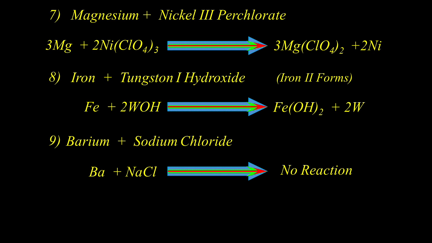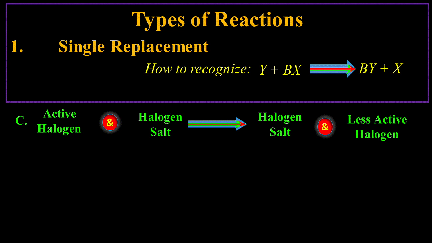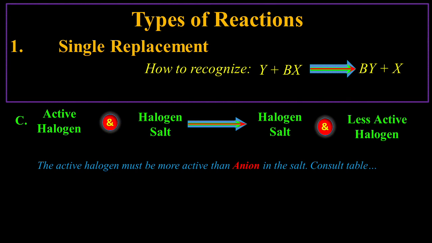Next, we have a replacement of halogen. See, the Y is going to replace the X, so you're going to get BY plus X. So the most active halogen is fluorine, and then the least active halogen is iodine. So I'm going to let the next series run, and you'll see that things are replaced.